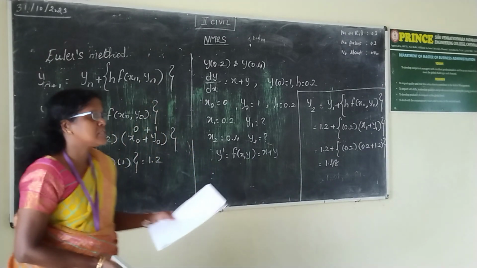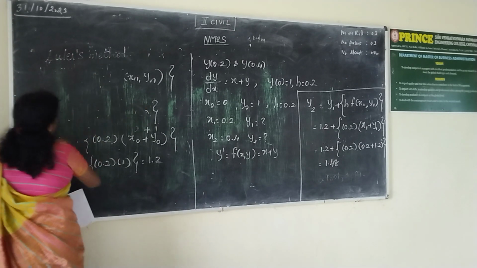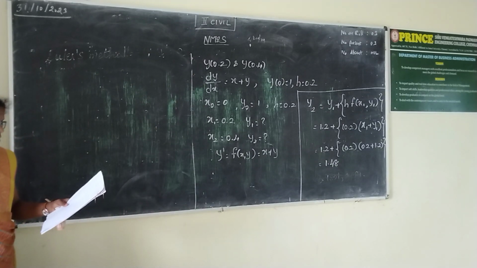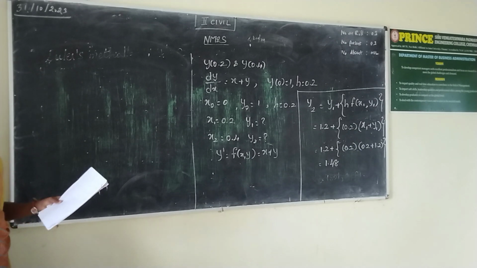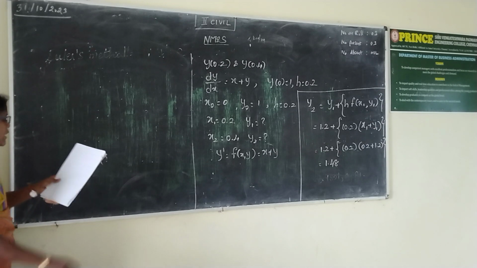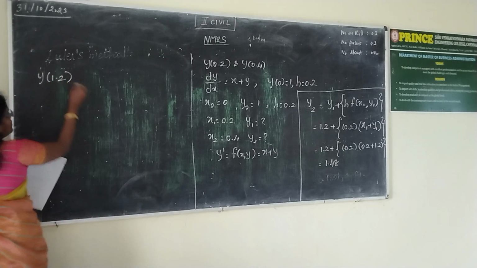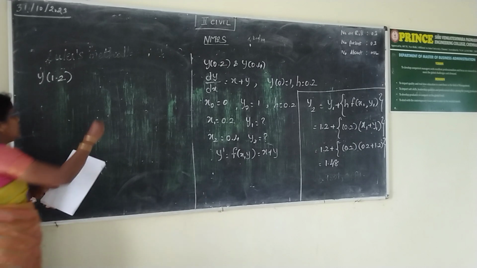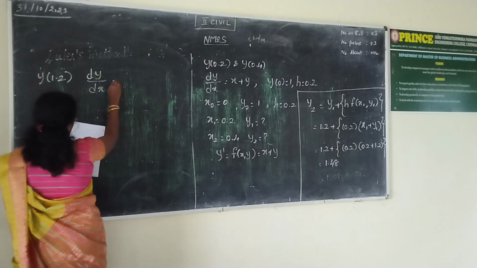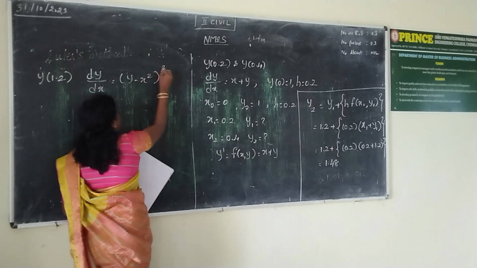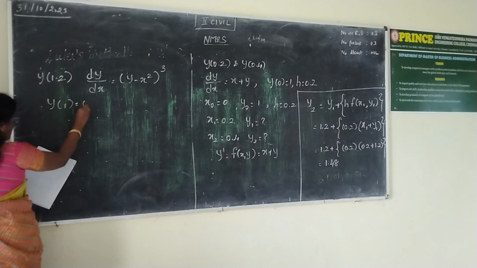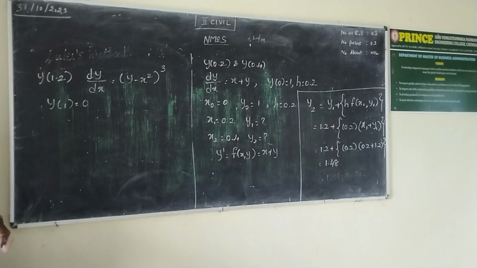Using modified Euler's method, find y of 1.2, given dy by dx is equal to (y minus x square) the whole cube, comma, y of 1 equal to 0. Let's just start the solution.